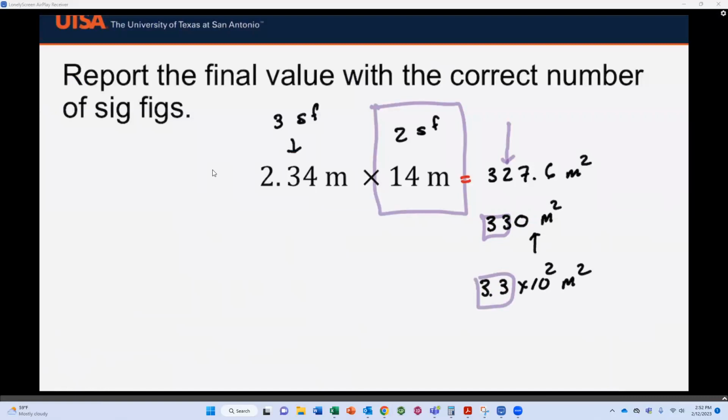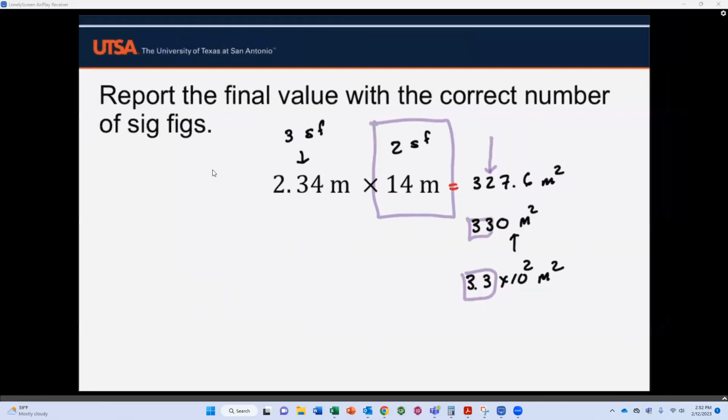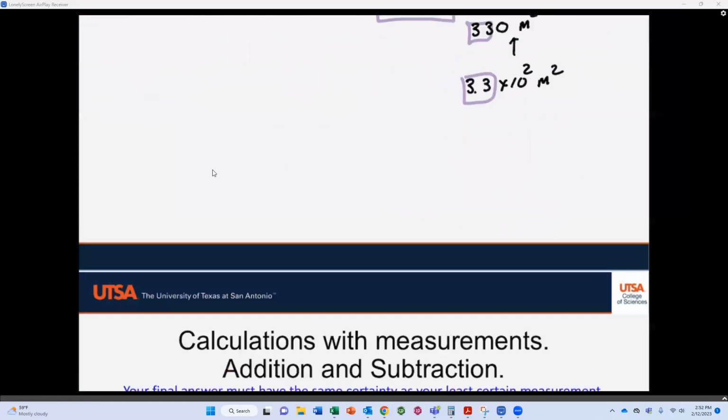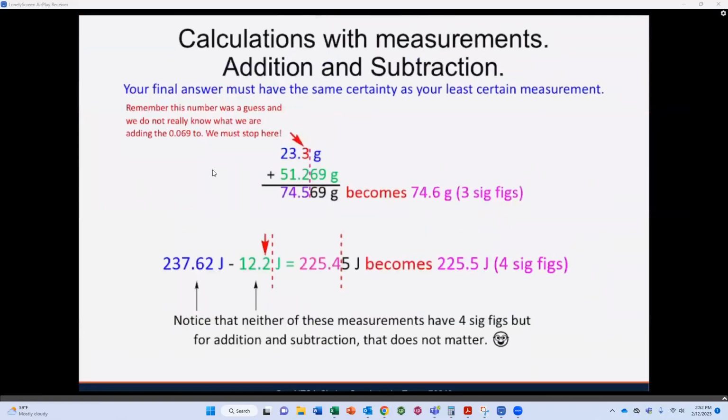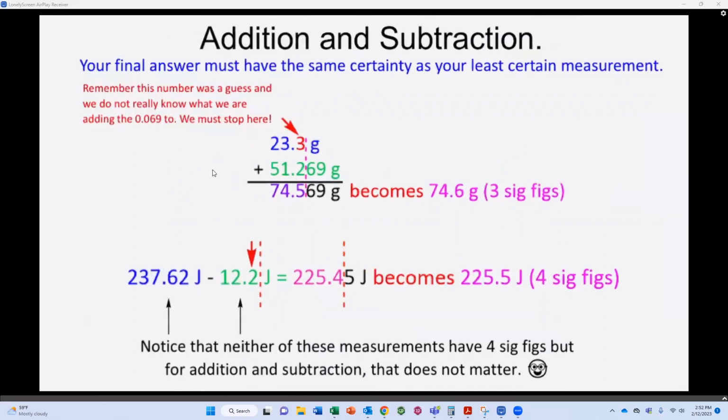Okay. Let's go ahead and look at what happens when we do addition and subtraction. Now we're changing the rules a little bit. We're going to say now we're limited by the certainty of the instrument. So what does that mean? If I take these 2 masses and I add them together, these were obviously done with 2 different scales. Cheap scale, expensive.